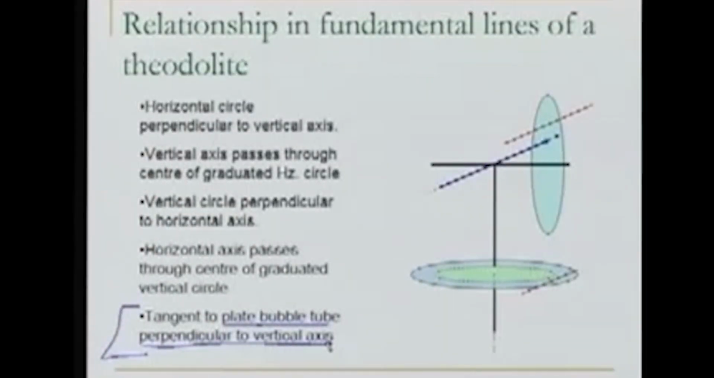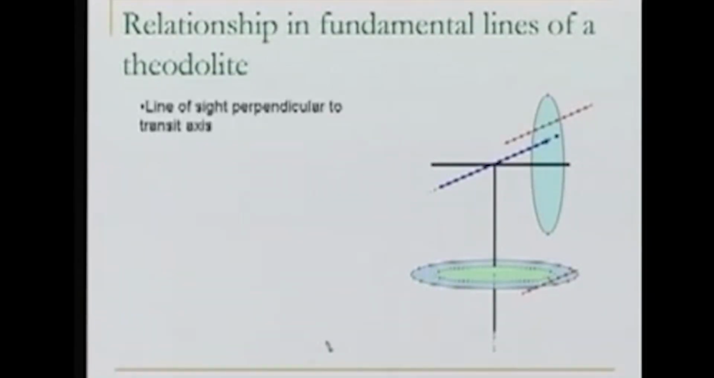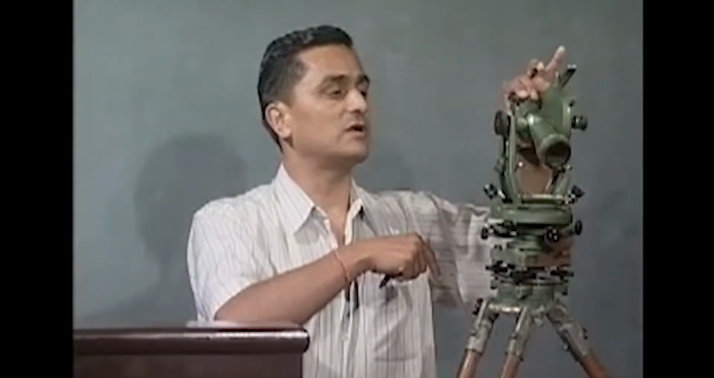So, in order to ensure that our vertical axis is truly vertical, we need to have our plate bubble tube axis perpendicular to the vertical axis. So, this is what this relationship is. Well, we go further. Line of sight should be perpendicular to the transit axis. Now, why is it so? If you see here, this is the transit axis or horizontal axis or trunnion axis, about which I can rotate my telescope. Now, the line of sight is here.